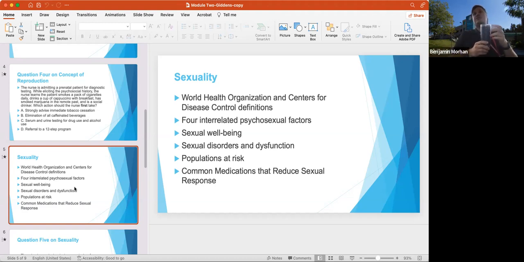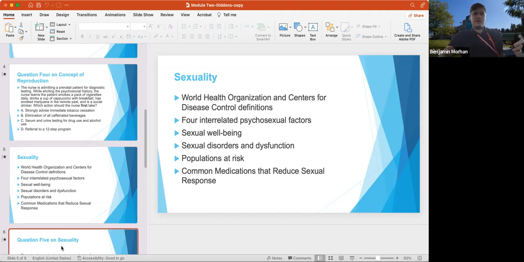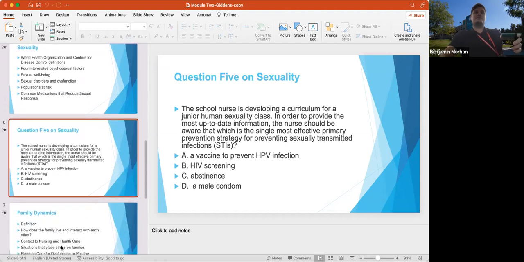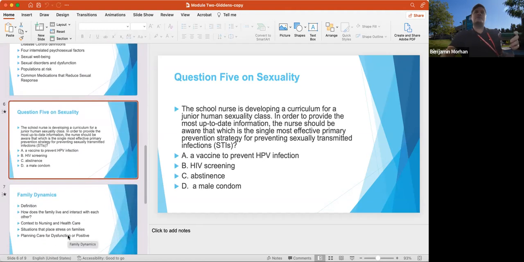Divorce, separation is huge as well. Sexual orientation such as gay, lesbian, and bisexual engage in more high-risk sexual practices. So that's important to know. Look at the box from Giddens 22-2 for medications. And then the next question here I have is on sexuality. So make sure you document this.